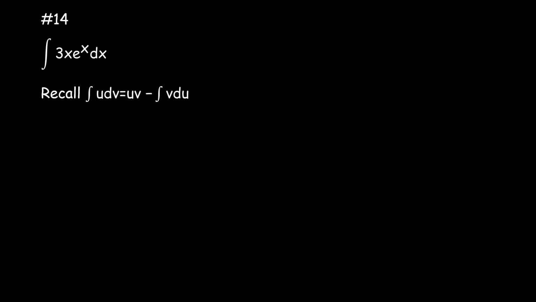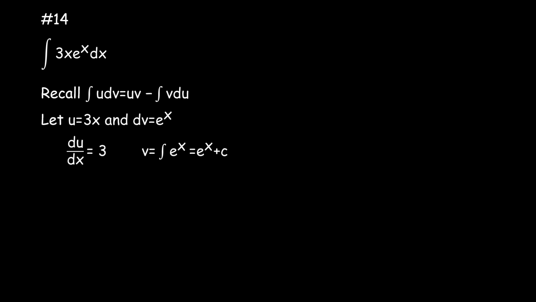In order for you to choose your u and v, you have to make sure u is the one which is easily differentiable, and it also helps the power of x reduce. So in this case, we take 3x as u, because if you differentiate that, the power of x will reduce and we'll just have a 3 left. So u being equal to 3x and dv being equal to e to the power x, this would give us du by dx, which is 3, and the integral of e to the power x, which is just e to the power x plus c, right?